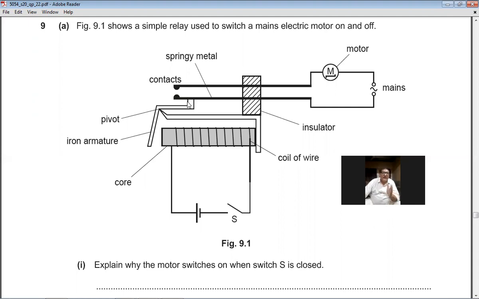When this moves upward, it will lift this lower contact, and that will come in touch with the upper contact. So these two contacts will touch each other. So the path of the current for this motor, this second circuit, will be completed, and this motor will switch on. So you see, when you switch on S, this motor will also be switched on. And when you open it, this will be no more an electromagnet. This iron armature will go back. These contacts will be separated, and the motor will be off. So this relay is being used as a switch.